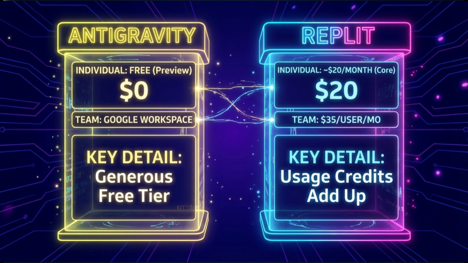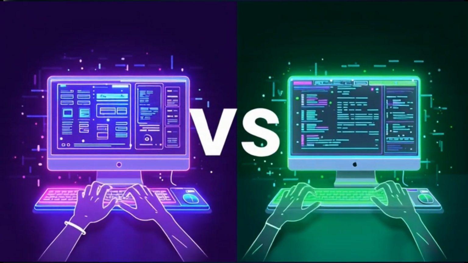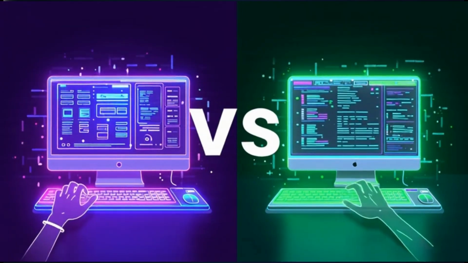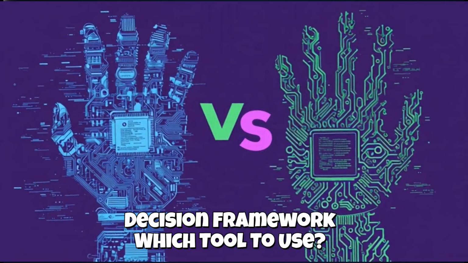Okay, we have talked about philosophy, architecture, AI, trust, deployment, and cost. Let's pull all of that together into a simple guide to help you figure out which one of these tools is the right one for what you're trying to do.